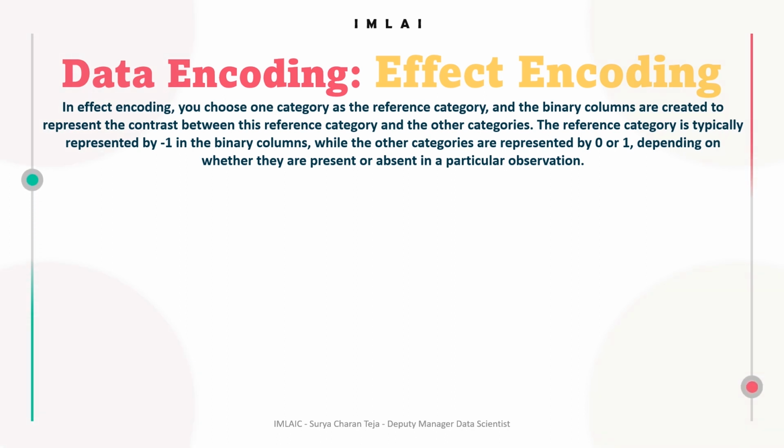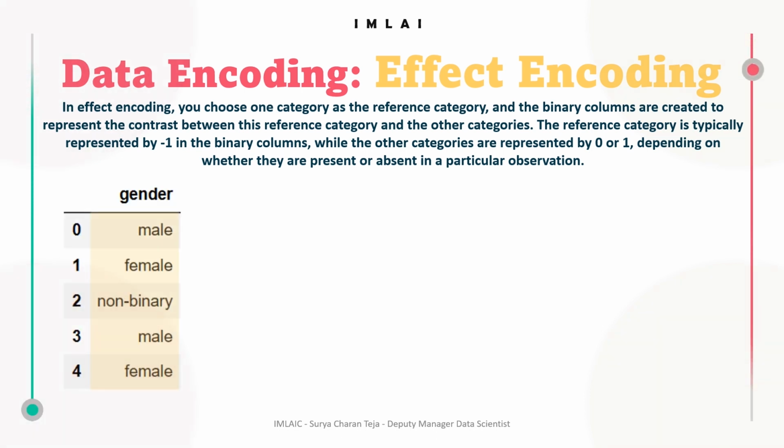Okay, now let's take one example just to understand effect encoding. So this is our data set, a data set which consists of a column named gender, and it has values of male, female, non-binary. So now we will understand what is effect encoding with respect to this data set.